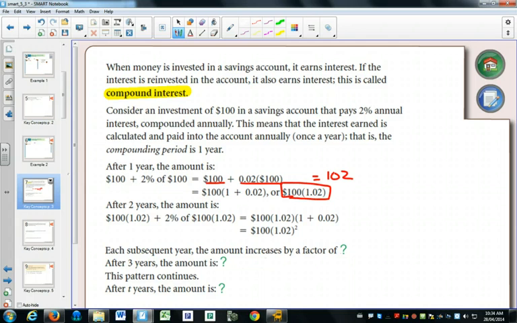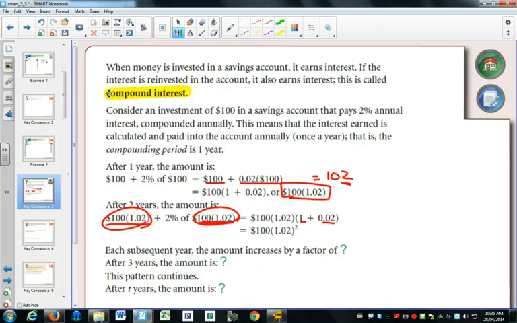But what happens with compound interest, if you follow this pattern through, is you ask what happens at the end of 2 years? Well, after the first year, you have $102, which is this, 100 times 1.02. And then you get 2% of that. 2% or 0.02 of 100 times 1.02, which if you factor the 100 times 1.02 out of both of these, you're going to get 1 plus 0.02 again. And now after 2 years, you get 100 times 1.02 squared.